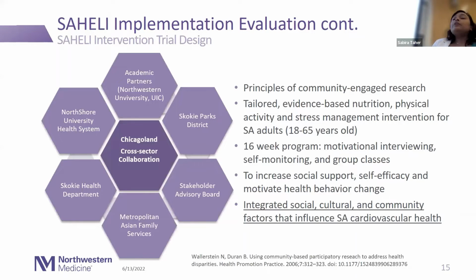And so this intervention was actually designed using principles of community engaged research. You can see all of the academic partners on the left-hand side from the inception of this trial. And really important, it is governed by a stakeholder advisory board, which is made up of representatives from all of these different partners. And so working together, the stakeholder advisory board developed a tailored evidence-based nutrition, physical activity, and stress management intervention for South Asian adults. And it's a 16-week program that includes motivational interviewing, self-monitoring, and group classes, really to increase the social support, self-efficacy, and to motivate health behavior change. And I think what's really important about it is that it integrated the social, cultural, and community factors that influence South Asian cardiovascular health.